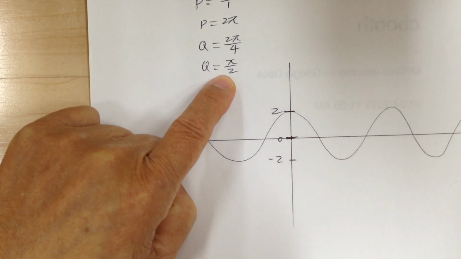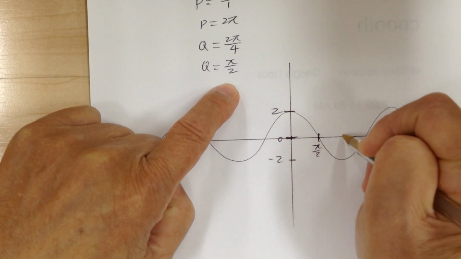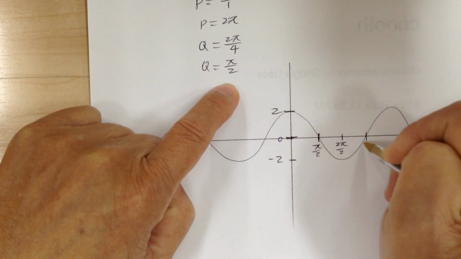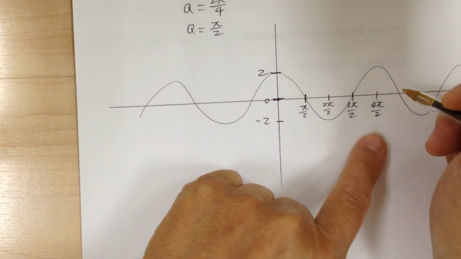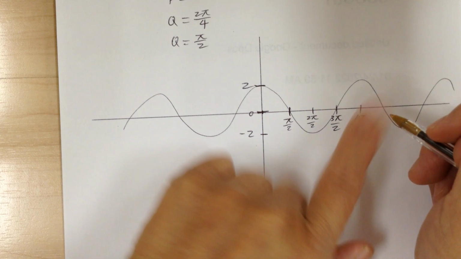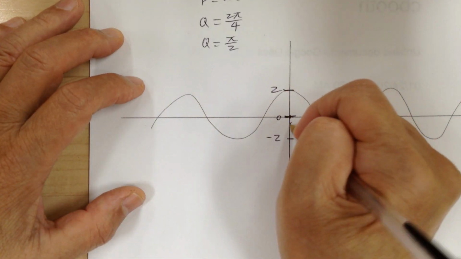Okay? And this is where this becomes important. Quarter wave is how much each division is. So this would be pi over 2, 2 pi over 2, 3 pi over 2, and 4 pi over 2. Now you don't have to reduce. Just keep it like that. That's fine. And you want to do at least 2 periods. So you want to go 1 period this way and 1 period this way.